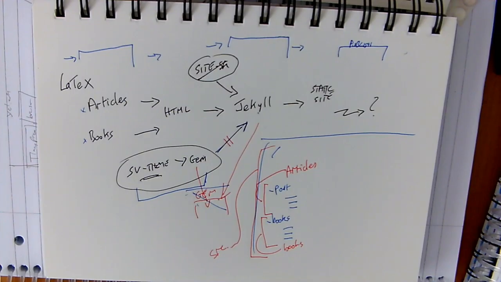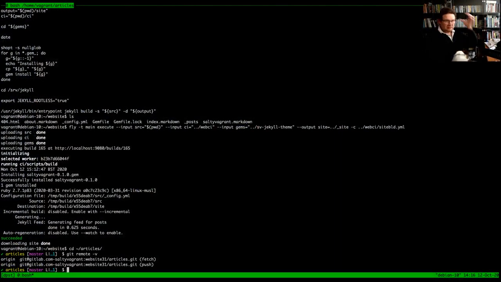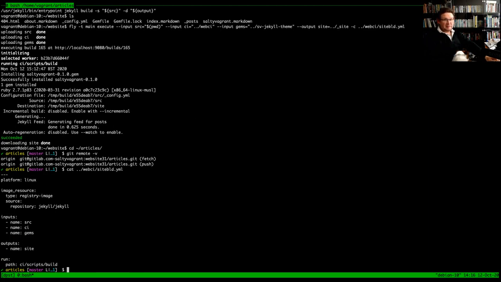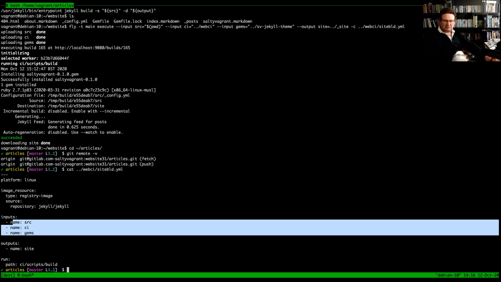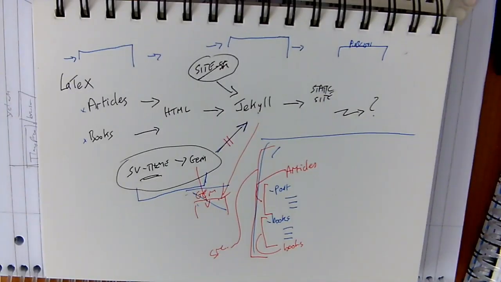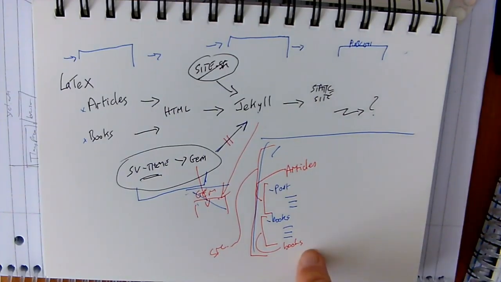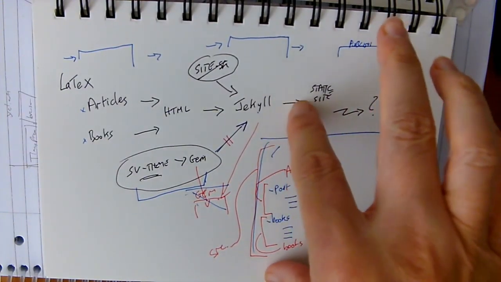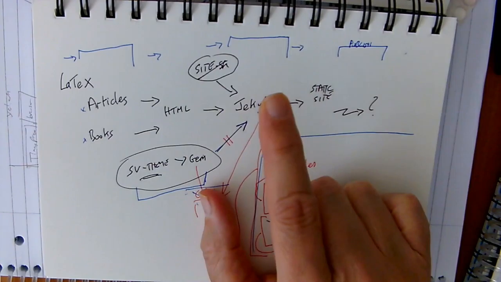Now, one way to do that is to take the articles input, because they will appear as separate subdirectories. That's the point. So if I go back to here. Right. So these inputs get mapped to subdirectories, but those subdirectories always appear under a temporary directory, so you're never quite sure where they are in terms of their absolute path. All you know is that when the build job starts, you'll have a subdirectory called source, a subdirectory called CI, a subdirectory called gems. In this case, you'll have a subdirectory called source, a subdirectory called articles, a subdirectory called books.